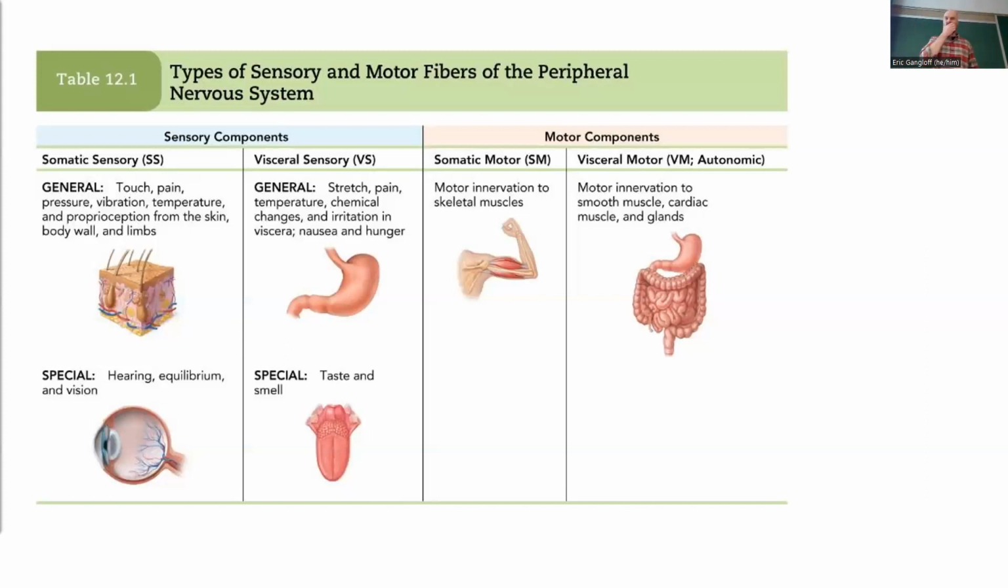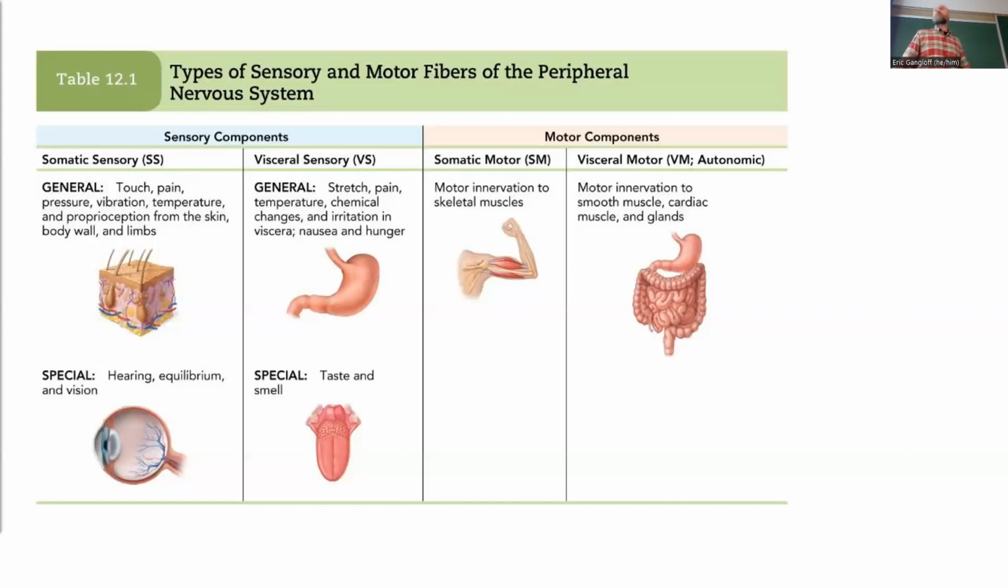Did you say the somatic system is more voluntary things and the visceral is involuntary? That's a great way to think about it. Yes. Generally speaking, the somatic motor system is going to be voluntary control, primarily of skeletal muscle. And the visceral motor is going to be involuntary control of smooth and cardiac muscle, as well as glands and things like that.